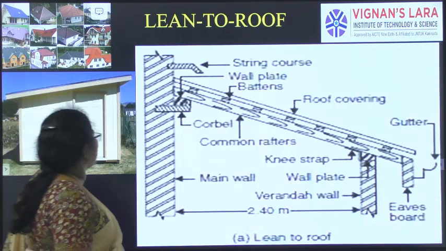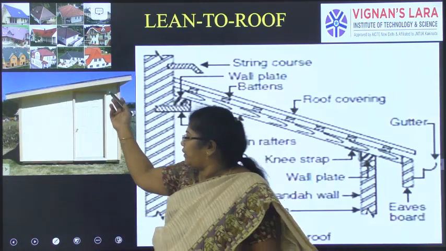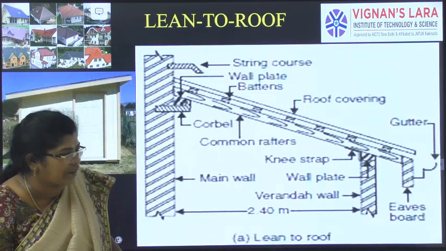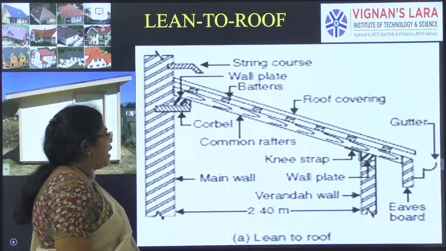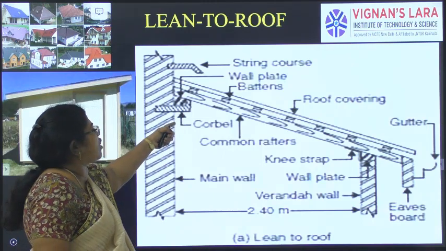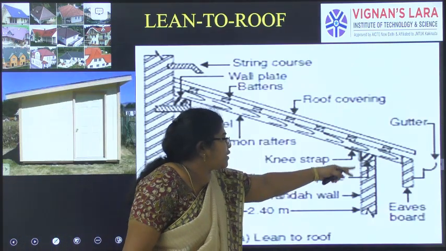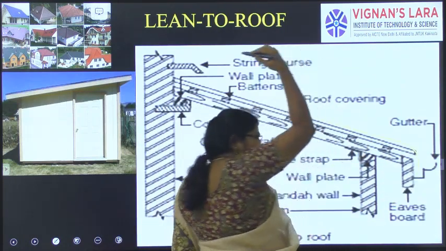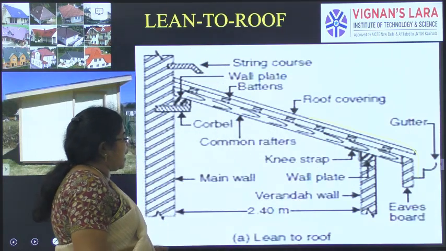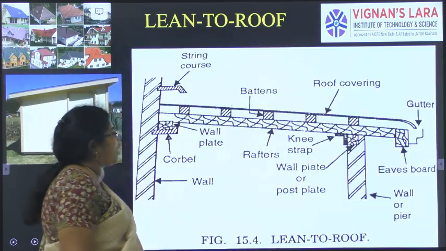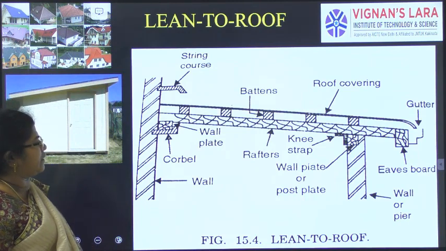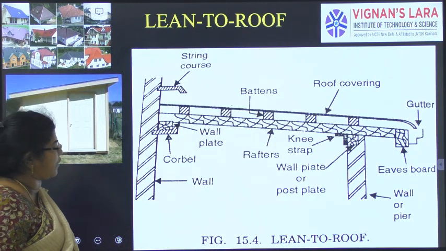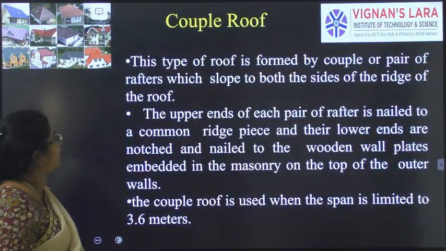Here you can see a lean-to roof building. It is a small, single room building, and this is the common rafter, as I told you, and the cobblestone. This is the eaves board and gutters. Gutters are used to carry rainwater, and the water will go along them. The veranda wall plate needs common rafters. You can see here, right? Some more points are clearly shown here, so I have given this diagram for your understanding.